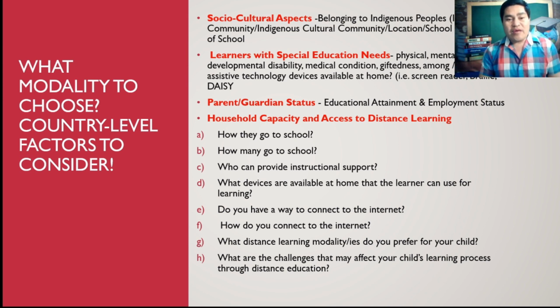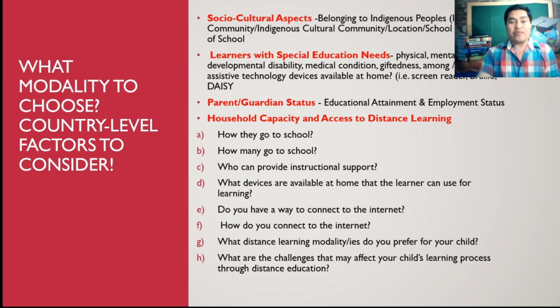And also, we have to look into our parent or guardian status. We have to take note of their educational attainment and employment status. Of course, if parents have some form of educational attainment, they can assist and supervise their own students. If not, we need to have the assistance of a licensed teacher. If a parent is working full time, they have no time to supervise their kids. If parents are staying home, then they have more time to supervise their own children.